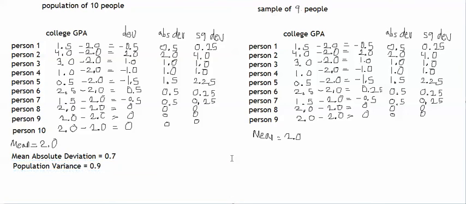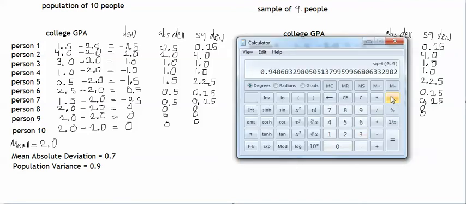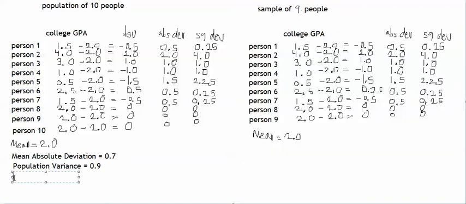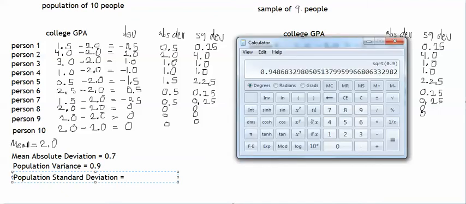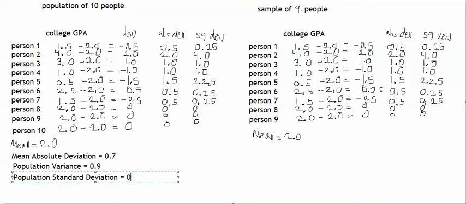Population standard deviation is just whatever the square root of the population variance equals. Comes out to about 0.95 this time. The variance, standard deviation, and mean absolute deviation actually always come out to positive numbers.